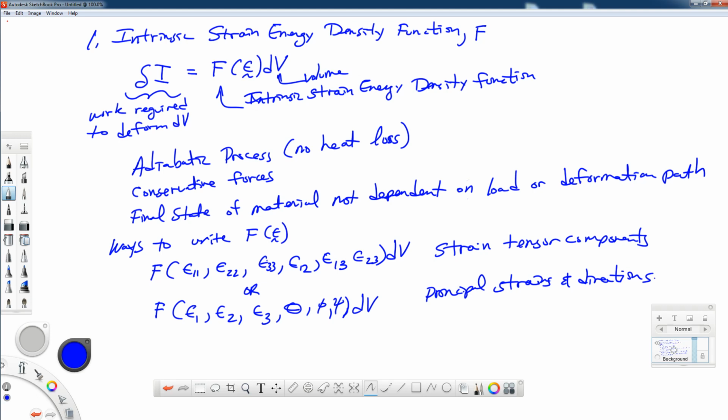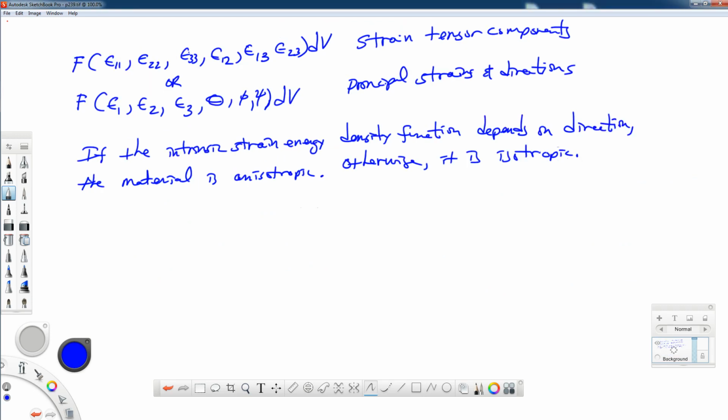Let me make a little bit more room. We'll talk about isotropy and anisotropy. So if the intrinsic strain energy density function depends on direction, then that material would be considered to be anisotropic, behaves differently in different directions. Otherwise, if it does not depend on direction, it is isotropic.